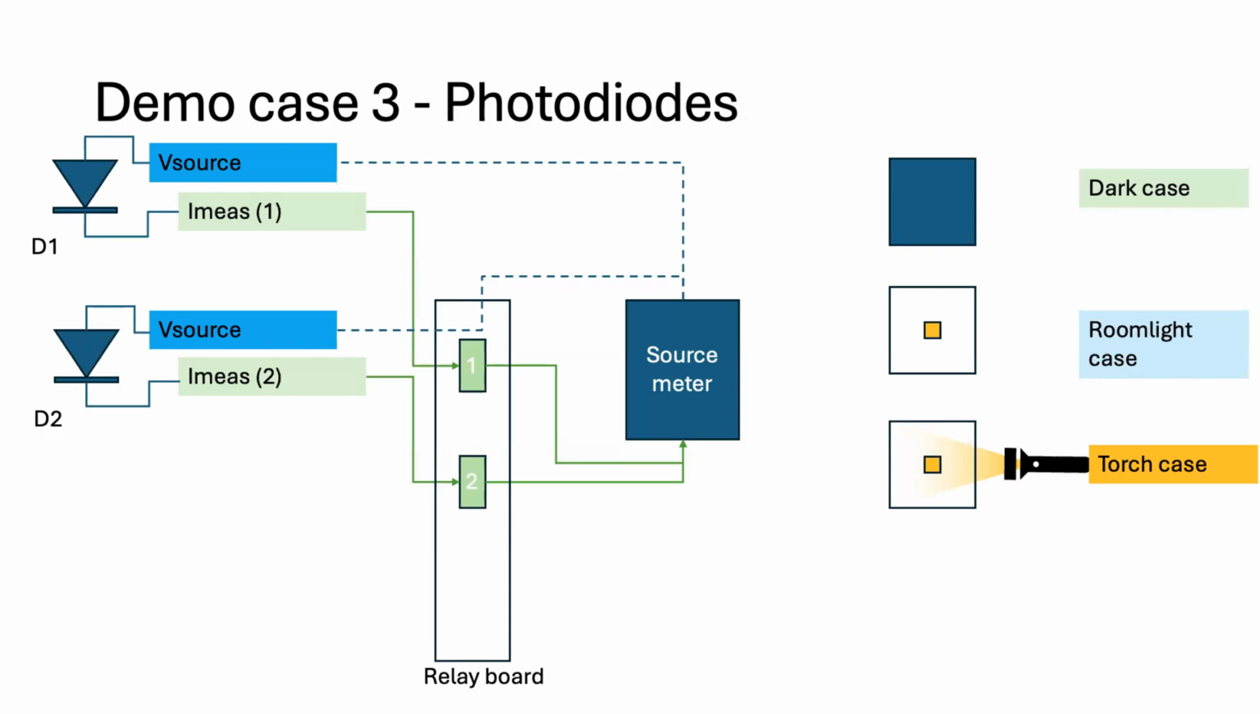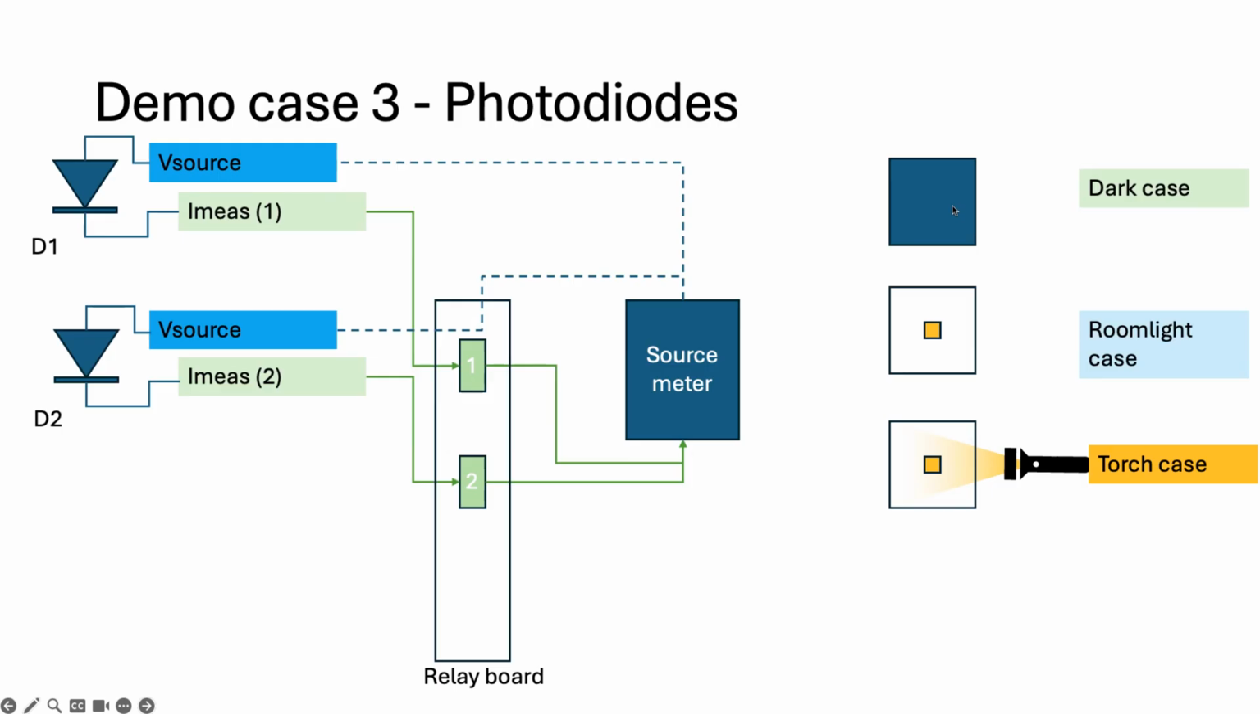Then the third demo is concerning the photodiodes on the XFAB chip. So we measured here 2 devices using a similar setup, using the relay board to select the device, and the source meter was used to measure the cathode current in this case. And then the measurement sequence consists of 3 parts, or 3 cases.